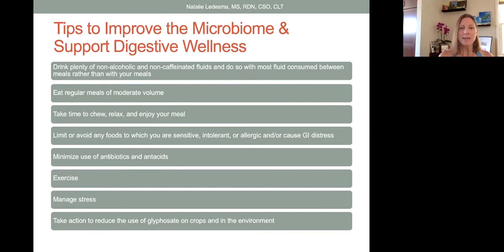And then lastly, take action to reduce the use of glyphosate on crops and in the environment. Glyphosate, as you may know, is the infamous ingredient in the herbicide Roundup, and it's been shown to destroy healthy bacteria and allow the increased growth of harmful bacteria. Even more so, it seems to be intricately connected with cancers. So we definitely want to do what we can to hopefully not have glyphosate in our system. And there are even ways we can measure glyphosate in our system. Generally, the more plant foods and the more organic foods you have, the lesser the likelihood that you have higher amounts of glyphosate.